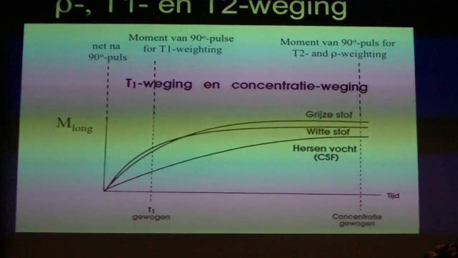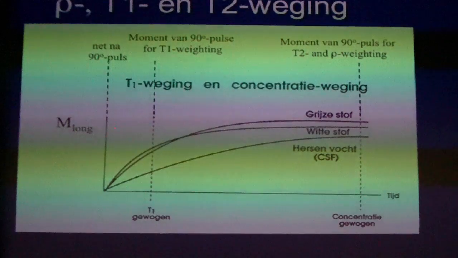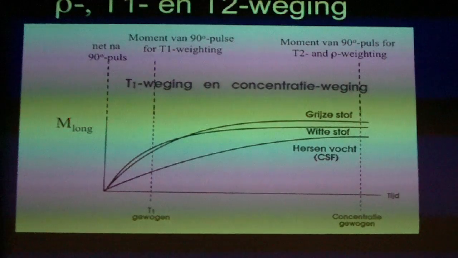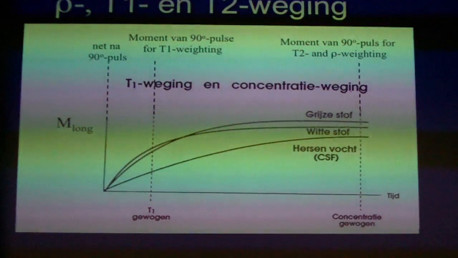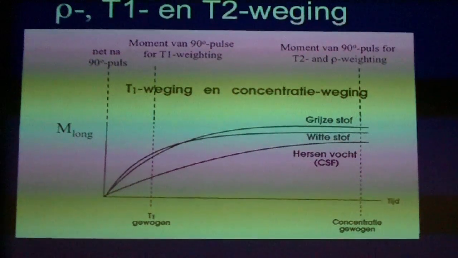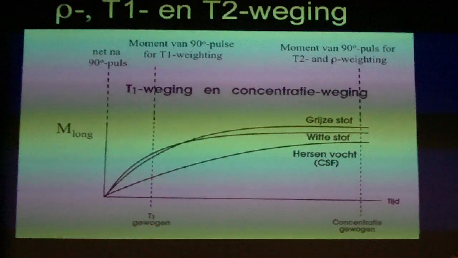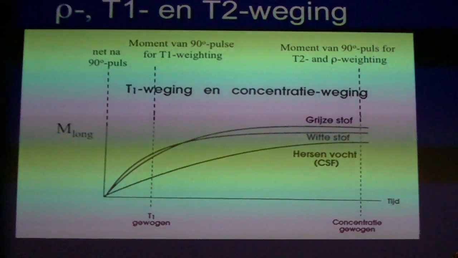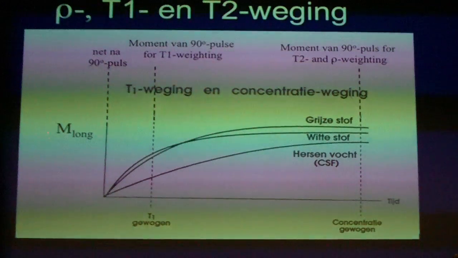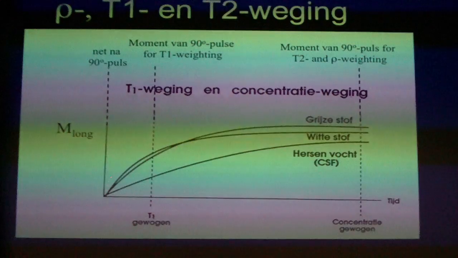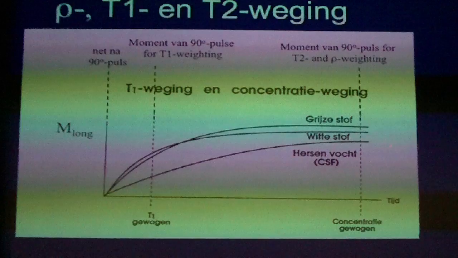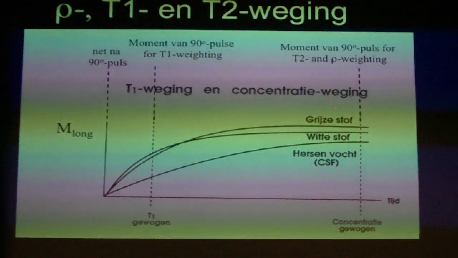If you look here, what you see is the magnetization in the direction of the main magnetic field. Before you start your experiment, if you place the patient in the scanner, you will get this equilibrium magnetization in the direction of the main magnetic field. But then you give the 90-degree pulse. Then the magnetization in the direction of the main magnetic field is zero. But slowly it will return to the equilibrium. And it differs per tissue how fast this happens.